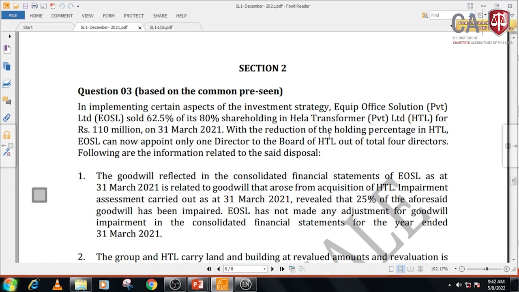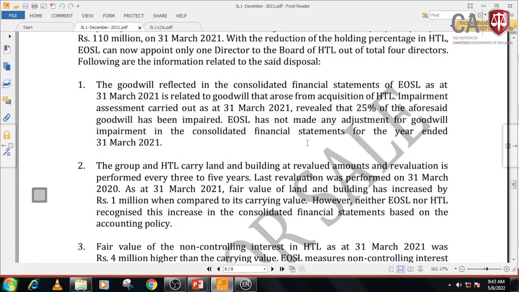No, they were trying to, this is an odd business in the group, Hailer Transformer. So, they have divested that, and the company can now appoint only 1 director to the board of HTL, because they have sold a significant part, they have lost a kind of power. And in terms of appointing directors, then this is other information on the disposal.